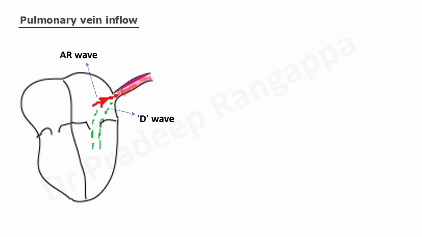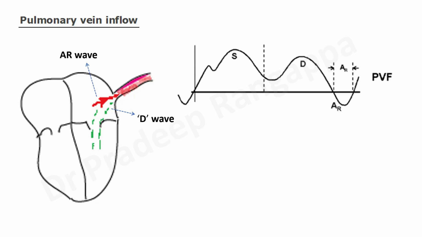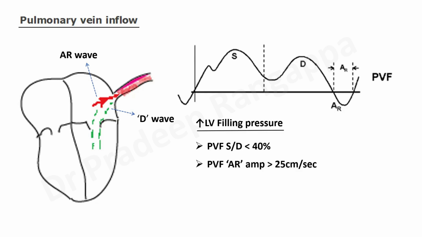There is a backflow of blood into the pulmonary venous system. So then you put a pulse wave Doppler, you get a systolic and diastolic, and then you measure the amplitude of AR. So the LV filling pressure is increased when the S by D ratio, systolic by diastolic ratio, is less than 40%, or the pulmonary venous flow AR amplitude is more than 25, or the pulmonary venous flow AR duration is more than 30 milliseconds. But the simplistic way is, just put a probe at the pulmonary venous outflow and put a Doppler, you'll get the S/D ratio. Look at the ratio of S by D. If it's less than 40, you can remember it as increase in the filling pressure.